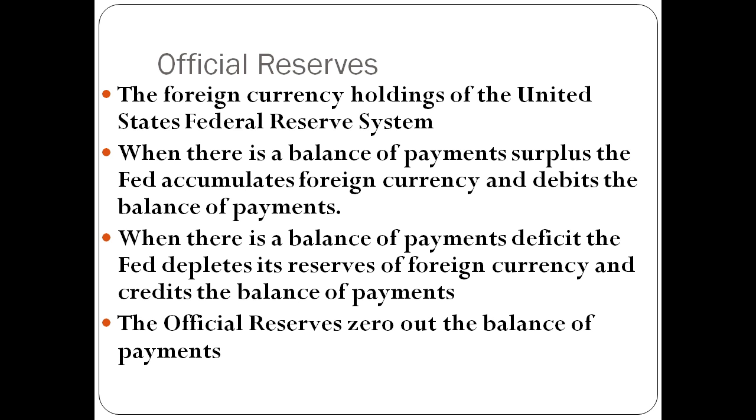And the official reserves zero out the balance of payments. So remember that your current account plus your capital account plus your official reserves all should add up to be equal to 0.